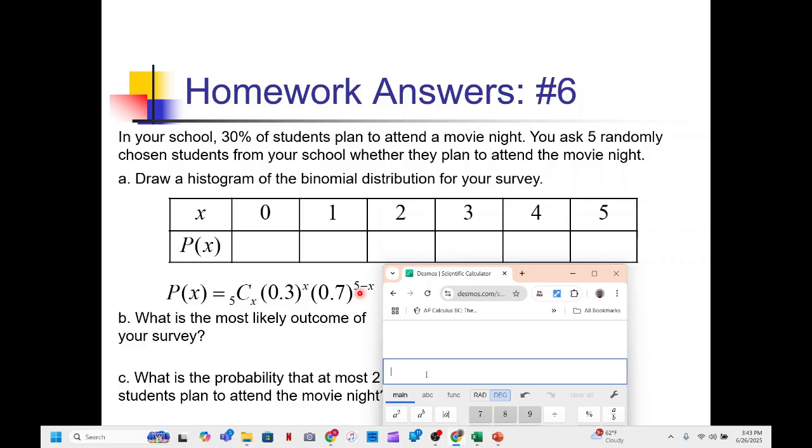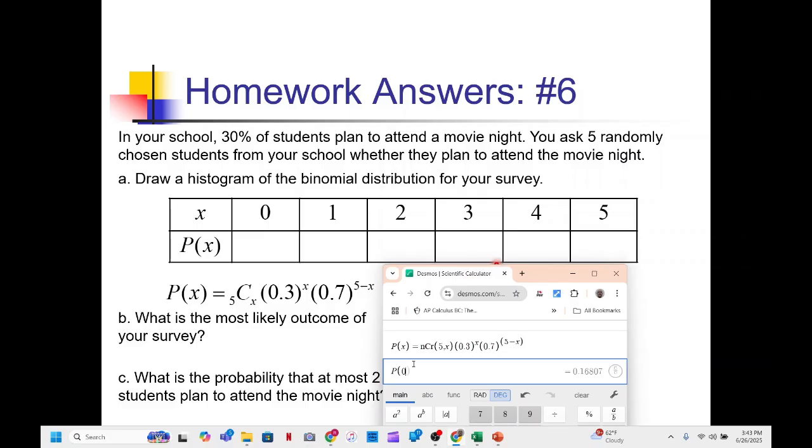So here I am in Desmos. Let me write my formula. P of x equals, and now to do the 5 choose x, I'm going to have to do nCr, parentheses 5 comma x, and that does the same thing. And then we have 0.3, raise that to the x, and then 0.7, and we're raising that. And I need a parentheses for this because I've got multiple things going on. So we're going to do 5 minus x up there. Now let me go down here and plug in the numbers 0 through 5.